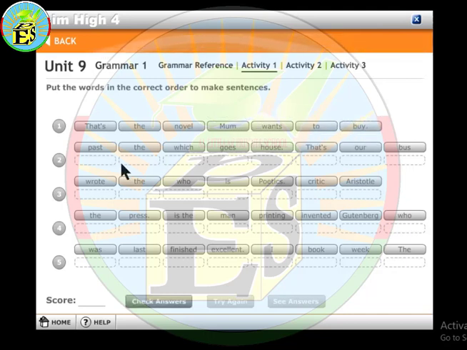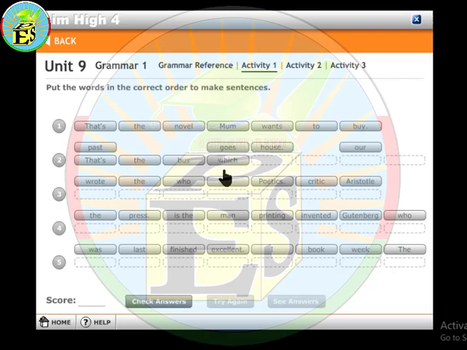Second one: past, the, which, goes, house, that's, our, bus. That's the bus which goes past our house.